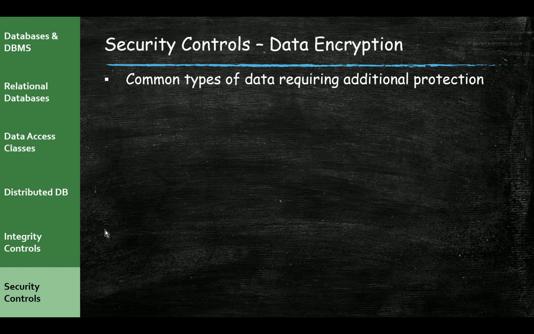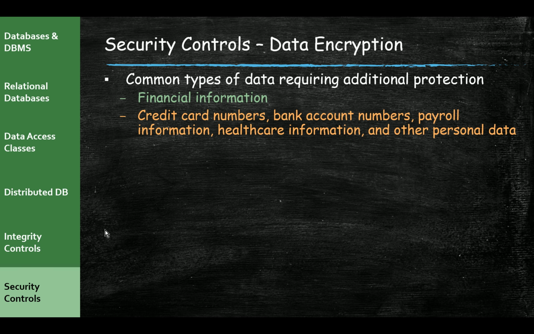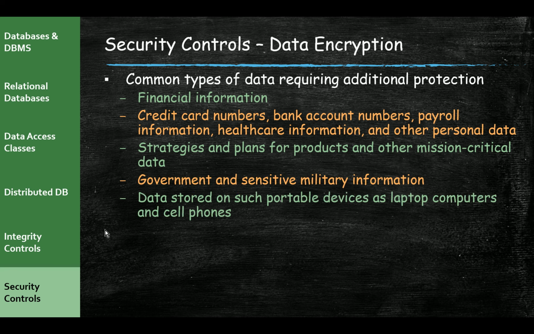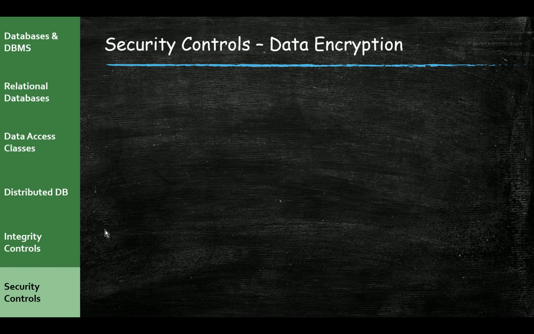So encryption, one way to protect our data is through encryption. Some common types of data requiring protection are financial information, credit card numbers, bank accounts, payroll information, healthcare information, and other personal data. Strategies and plans for products and other mission-critical data, so anything that's intellectual property, for example, government and sensitive military information, data stored on portable devices such as laptops and cell phones. So if people are going to be using the system from their laptops or cell phones and they might have sensitive data on those devices, it's important to make sure it's protected.